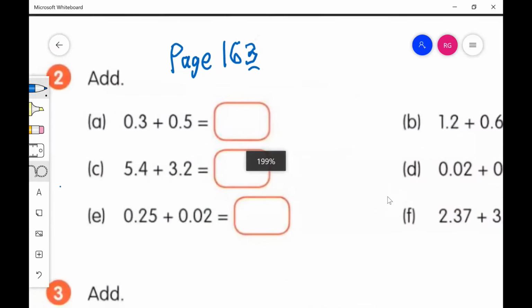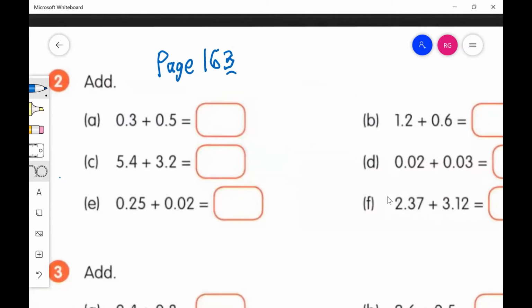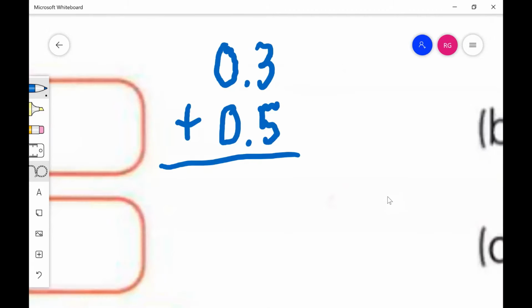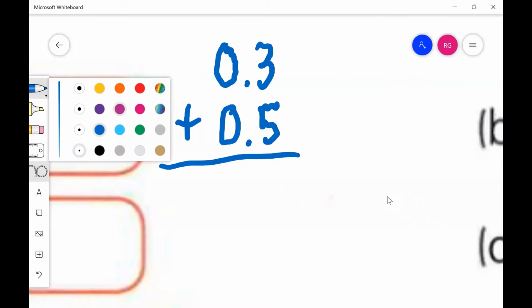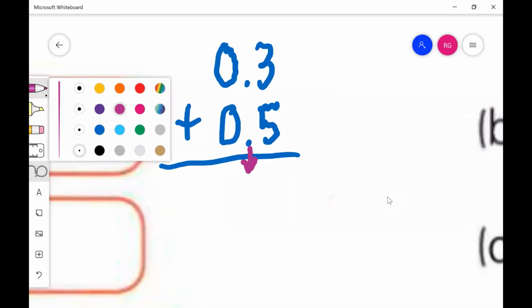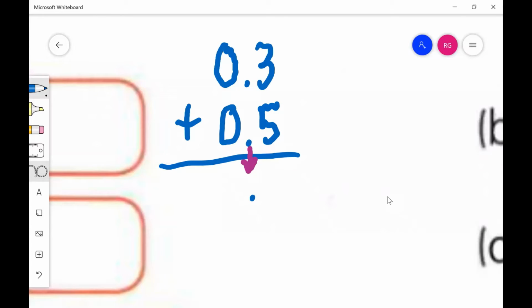And here we go. For number 2, it says 0.3 plus 0.5, okay? We can do these in our head, but for this first one, I'm just gonna write this out, 0.3 plus 0.5. Adding decimals, the most important thing is just to bring this decimal straight down. Okay, guys? And if you do that and you line up your decimals correctly, you're not going to have any problems with this addition problem.